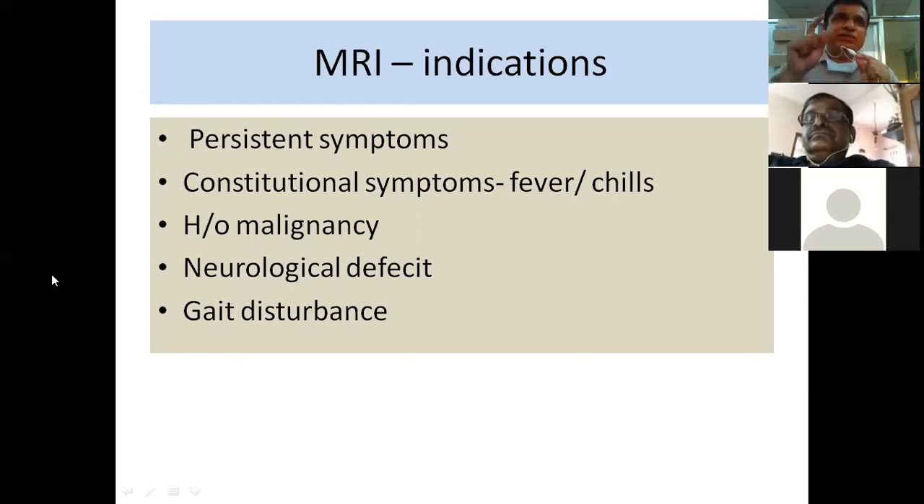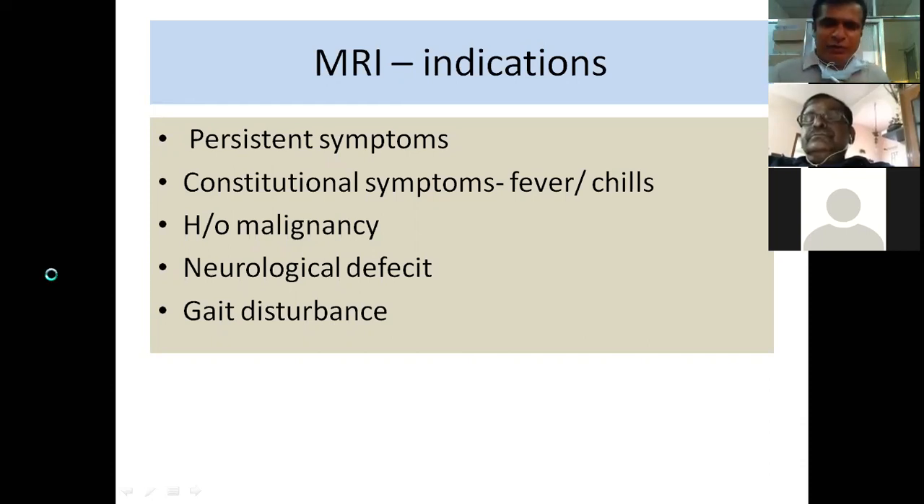I repeat, if the patient is having exaggerated reflexes and features of cervical myelopathy, and if the patient is having gait disturbance, you straight away go for MRI. It is an indication for MRI. There is no role for conservative management in these kinds of patients.